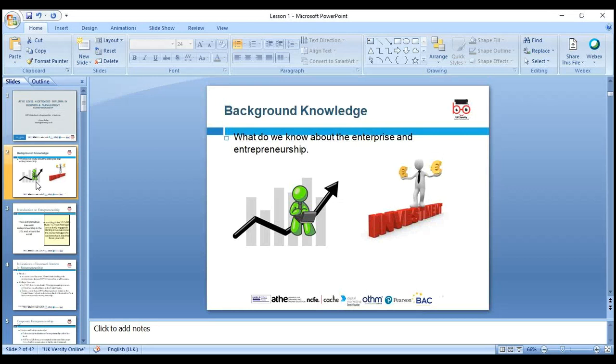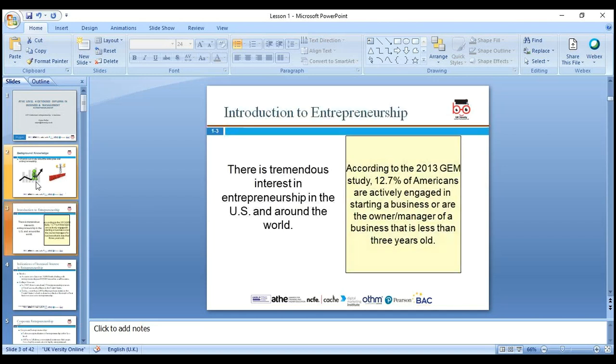So, background knowledge. We'll check. What do you know about enterprise and entrepreneurship? Anybody any ideas? What is meant by enterprise and entrepreneurship? Okay, yes, enterprise is an organization, and the entrepreneur is the owner who gives the ideas and implements the ideas into business. Well done.